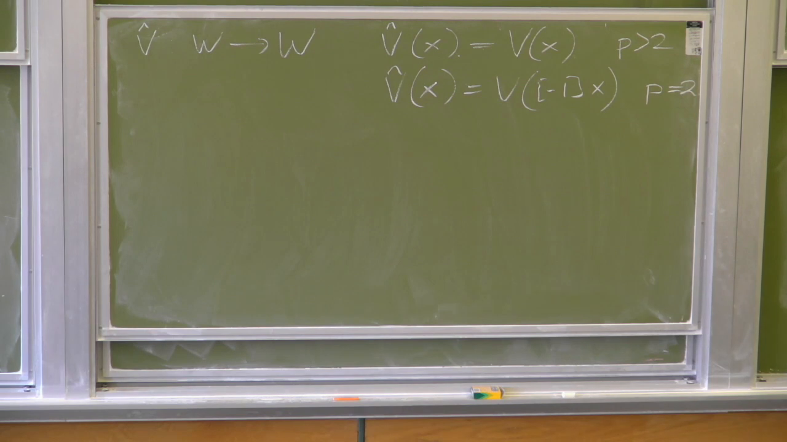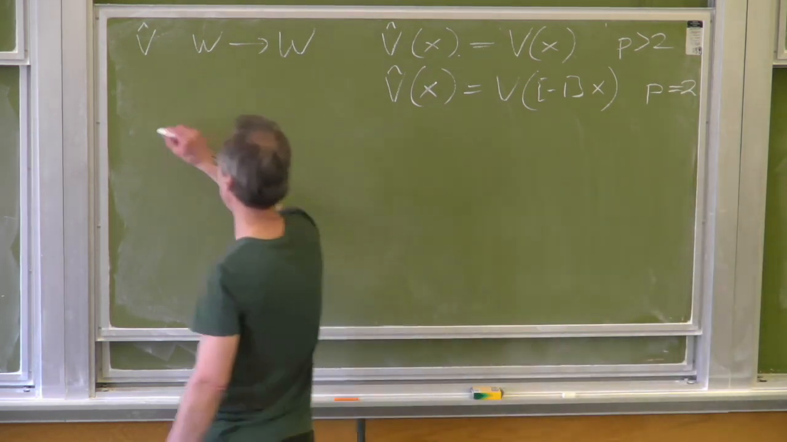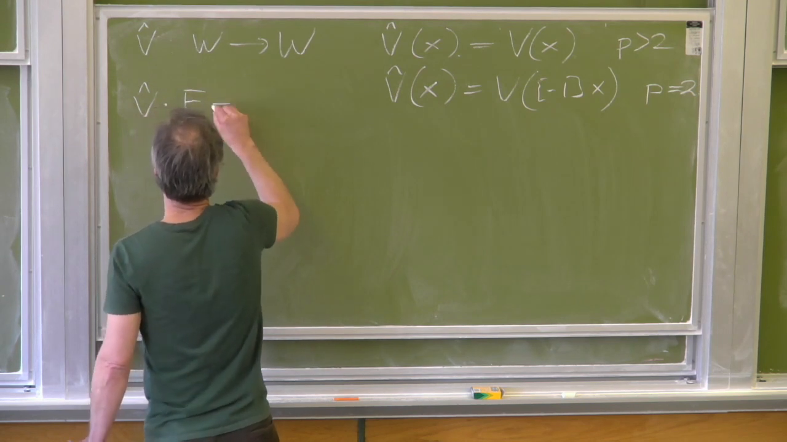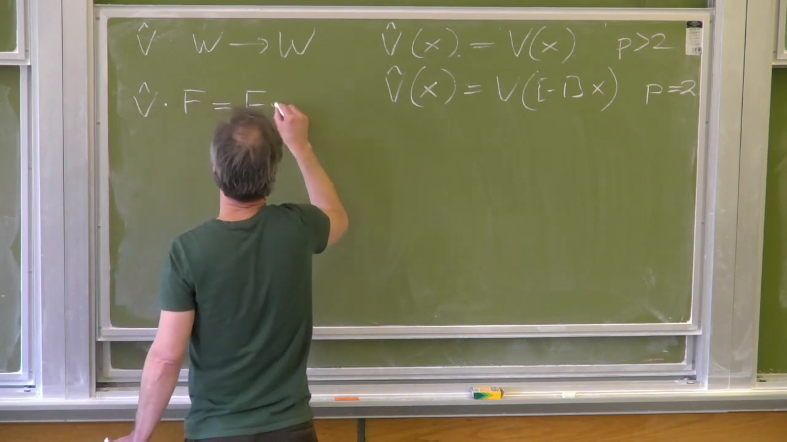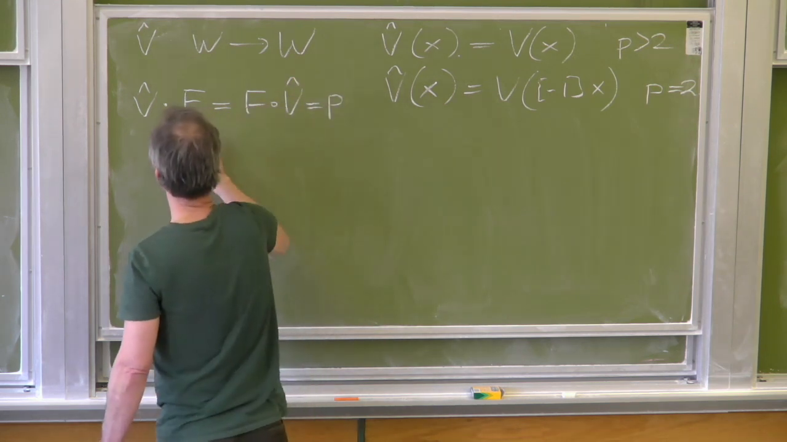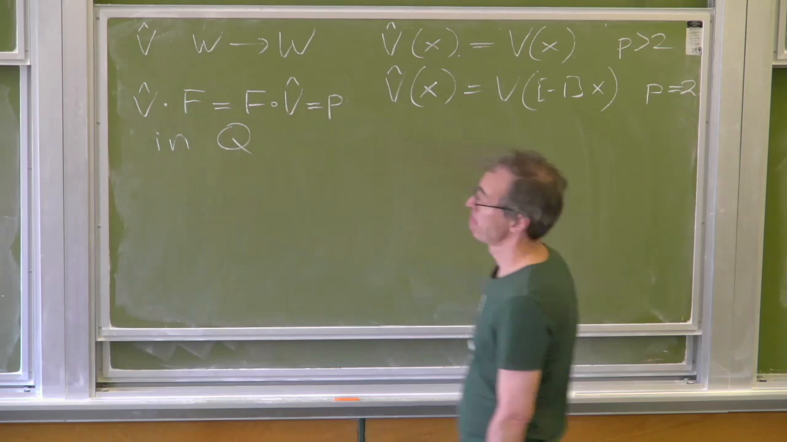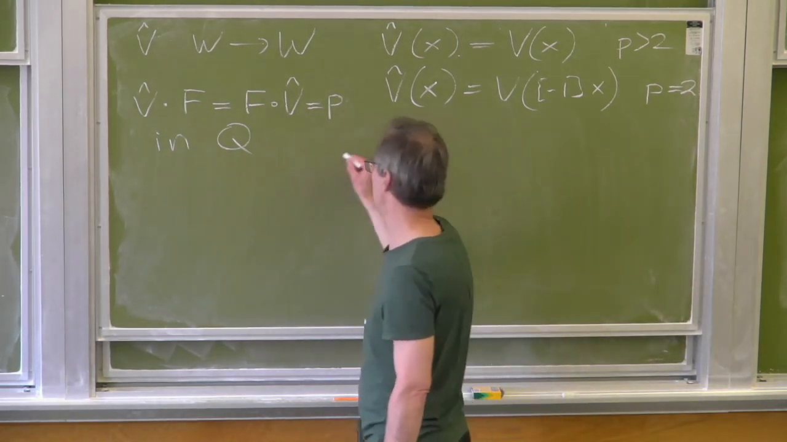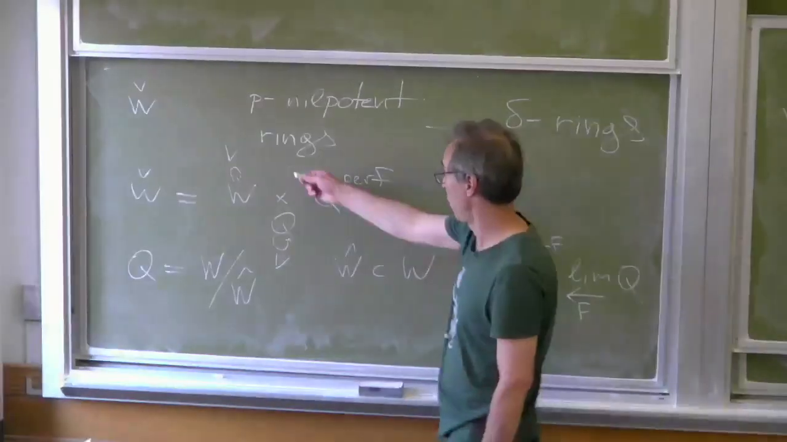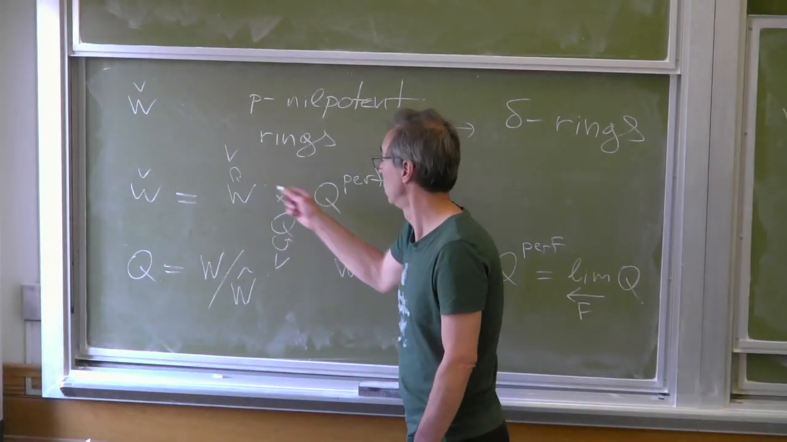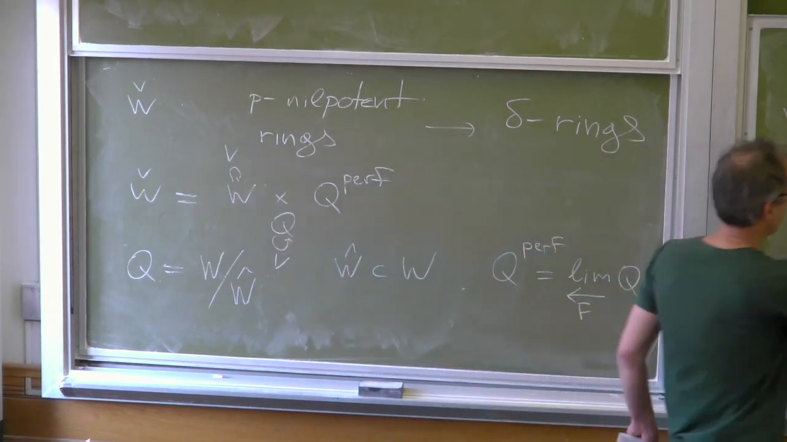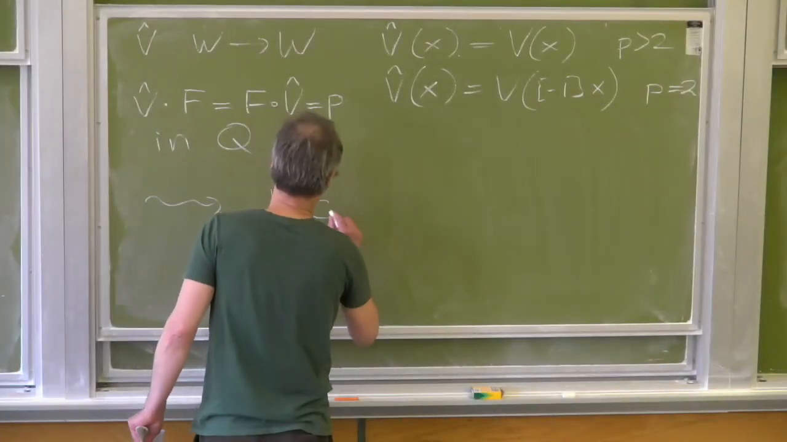And so the key observation is that this commutes with F. It's actually equal to Frobenius, which reduces to multiplication by p in Q. And in particular, this gives Verschiebung on all objects appearing in this definition. So in particular, we have it on W.